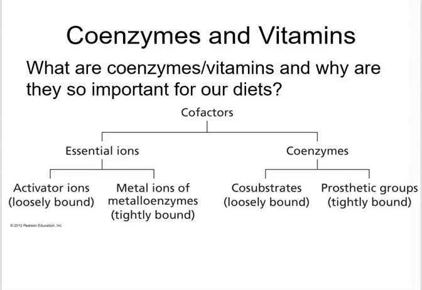So another way to look at the coenzymes, the vitamins, and cofactors: cofactor is a broader term that describes non-protein components of an enzyme. We have essential ions, right? So metal ions or activator ions, or coenzymes. Prosthetic groups are tightly bound, maybe by covalent bonds, or co-substrates that are more loosely bound.